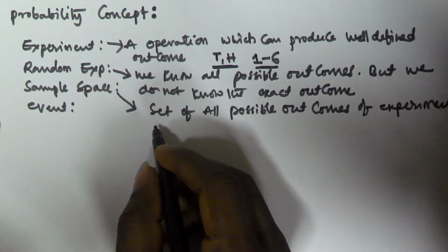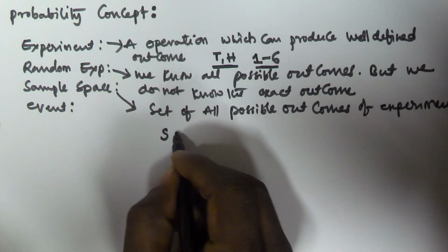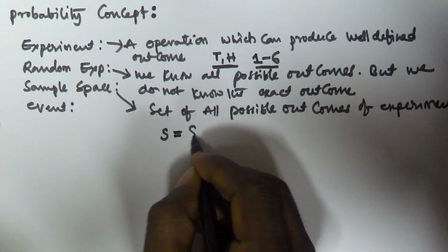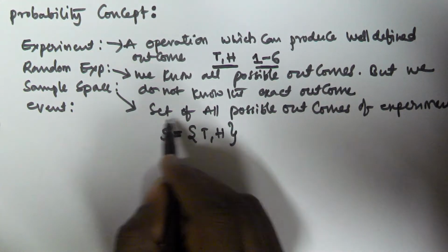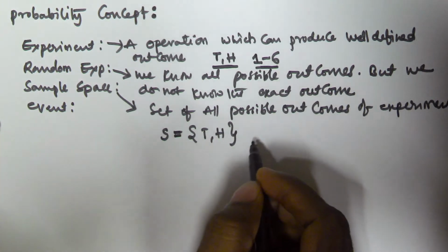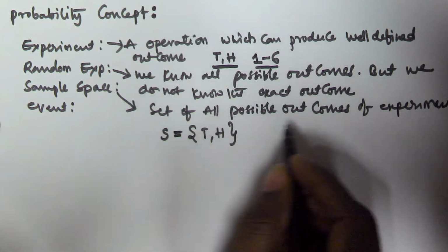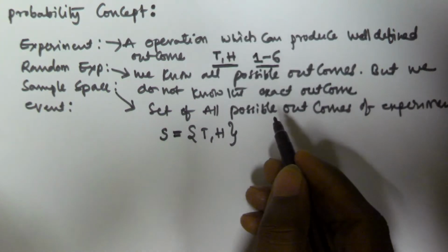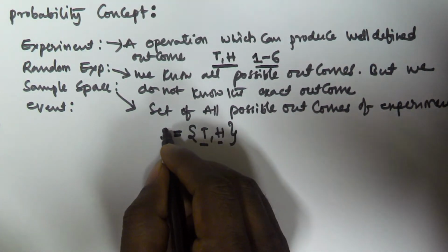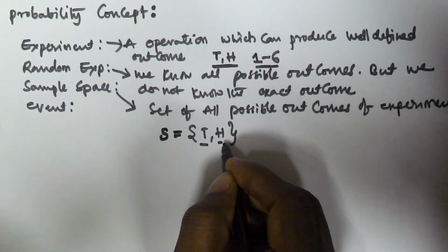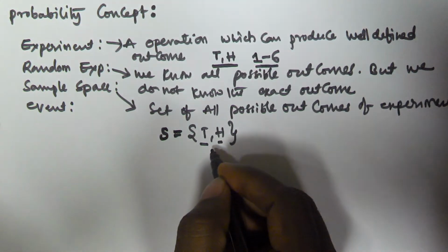For example, tossing a coin. The sample space of tossing a coin is tail or head. Sample space is a set, and we can represent it using curly braces, which contains all possible outcomes. Whenever you are tossing a coin, all possible outcomes are tail or head. So this is the sample space of tossing a coin.